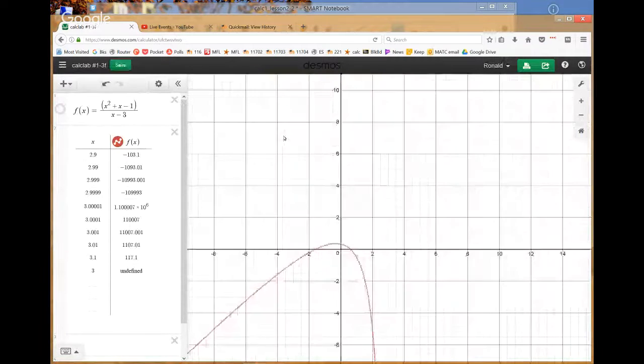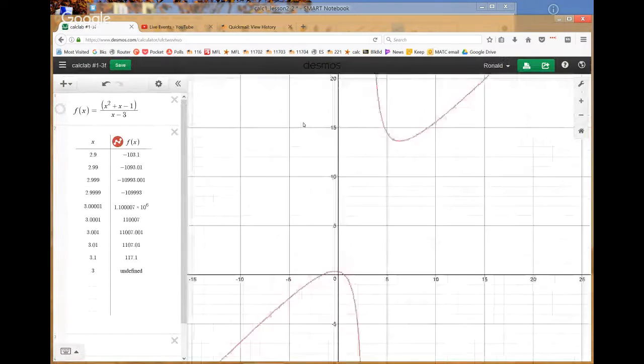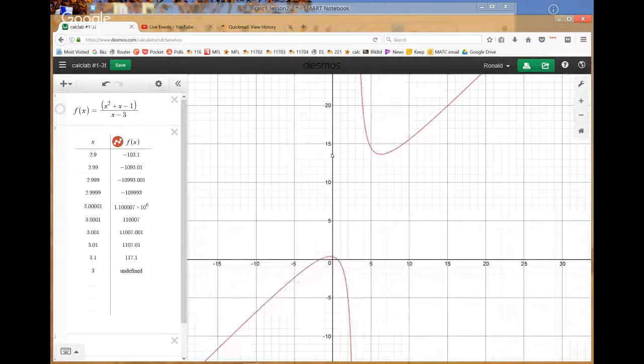And I gotta zoom out here so you guys can see more completely. So this is what this thing looks like. We've got these two branches of the graph that are not meeting. And at x equals 3, you can see there's a vertical asymptote. You guys are familiar with that from algebra class.